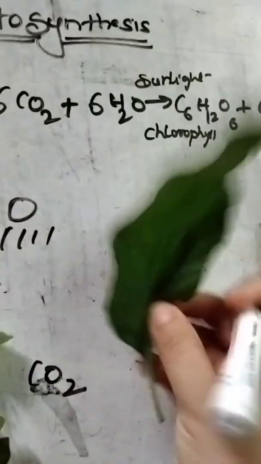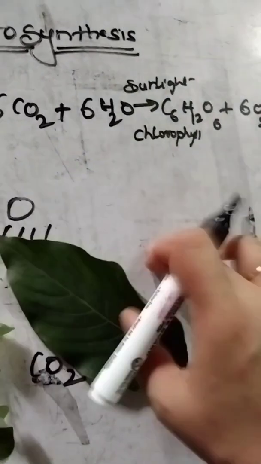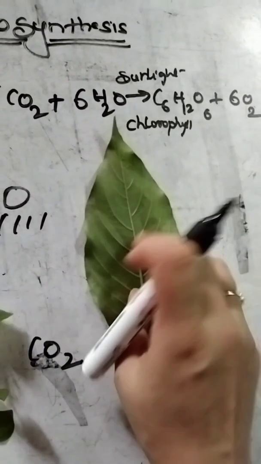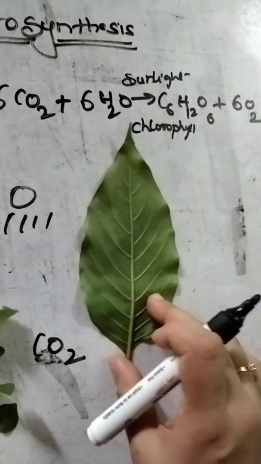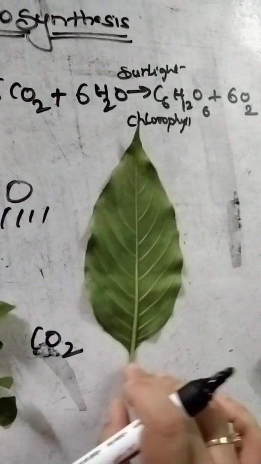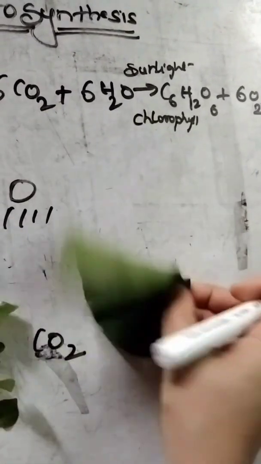See, this is the leaf you have. The broad surface is called the lamina of your leaf, and this is called your midrib. You can clearly notice the midrib here, and you have veins here. These are the veins, and this is a midrib. This is the leaf stalk, and this is your lamina.